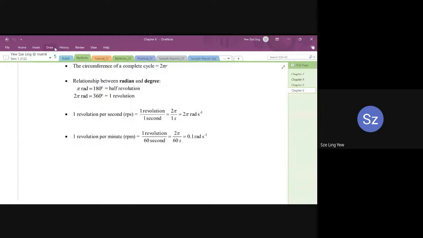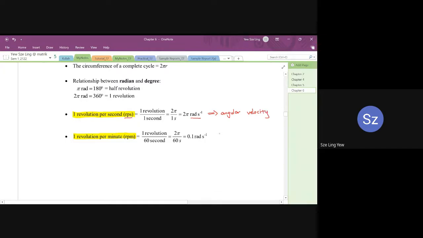Okay, now these two things: 1 revolution per second, 1 RPS, and 1 revolution per minute. I want you to know these are 2 units. They come out very often in your questions, RPS and RPM. So what does RPS mean? RPS stands for revolution per second, which is 1 revolution divided by 1 second. If you look at the unit, it is 2 pi radian per second, which tells you this is your angular velocity.